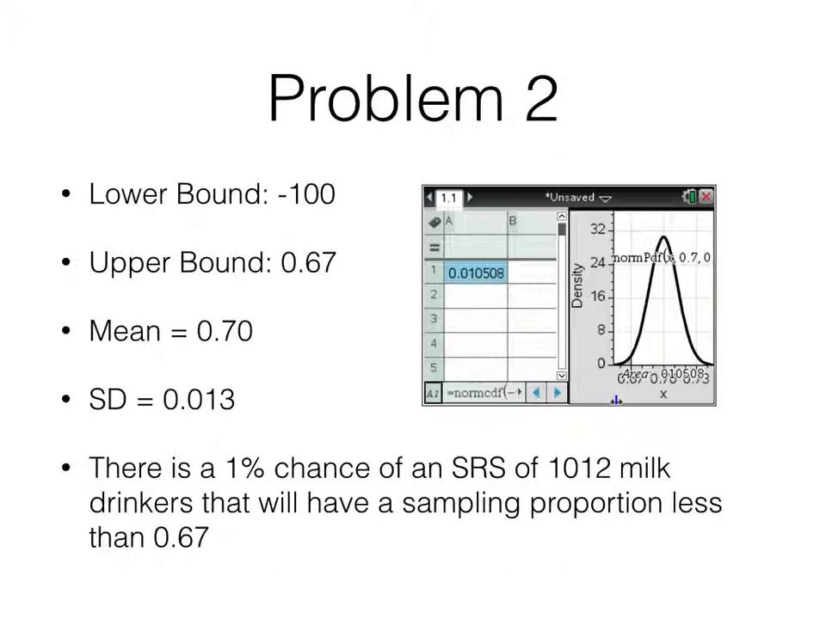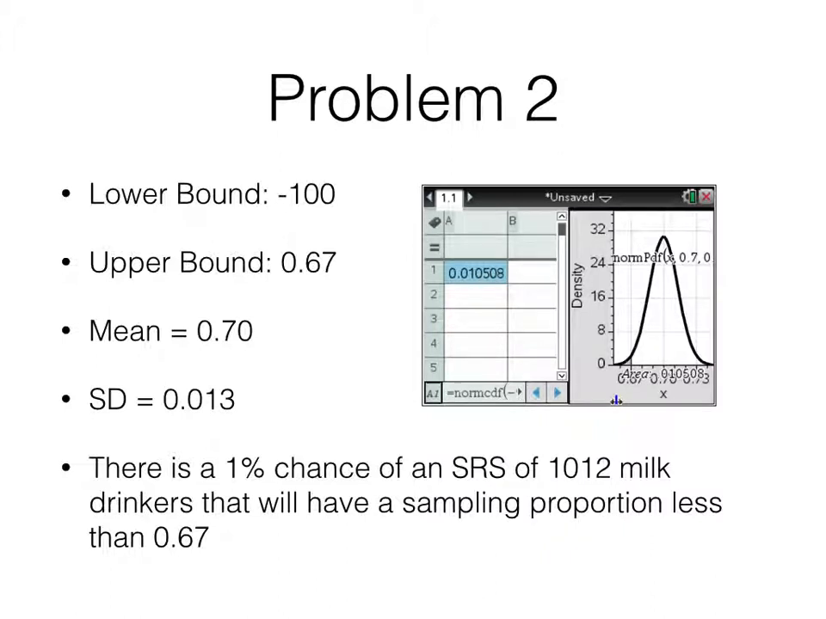Problem 2. Lower bound, really big negative number. Upper bound, 0.67. Again, we're looking for the probability of less than 0.67, so that's why the lower bound is negative 100. The mean is 0.70 and the standard deviation is 0.013. Put it in your hypothetical calculator, and there is a 1% chance of an SRS of 1,012 milk drinkers that will have a sampling proportion less than 0.67.